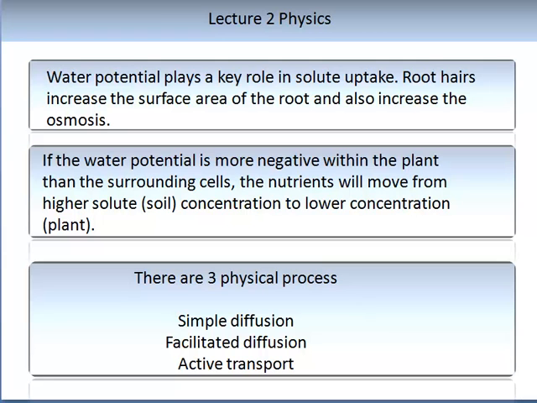There are 3 physical processes involved: simple diffusion, facilitated diffusion, and active transport. In this lecture, we are only going to deal with simple diffusion, as this tends to be the process of water movement. However, in the lecture on nutrients and roots, we will be looking in more detail at facilitated diffusion and active transport, as these play important roles in the uptake of nutrients.